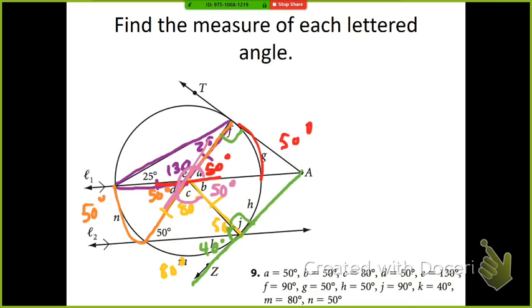You could have also just used this diameter right here, and these three should add up to 180. And then that means H is also 50 because the arc measure is equal to the central angle. Alright, and all the answers are down here. I think I got them all. If I missed one, just ask about it and I'll help you out.